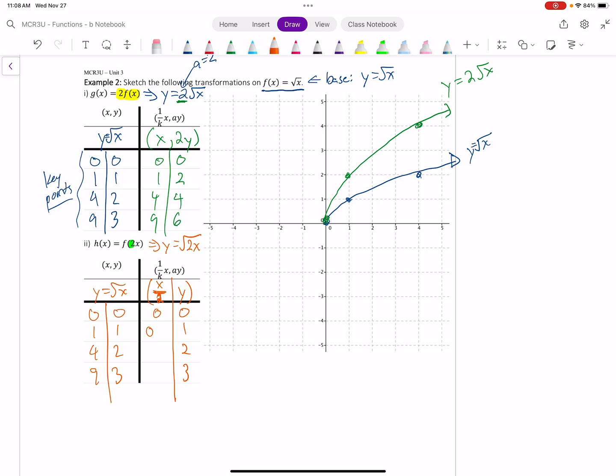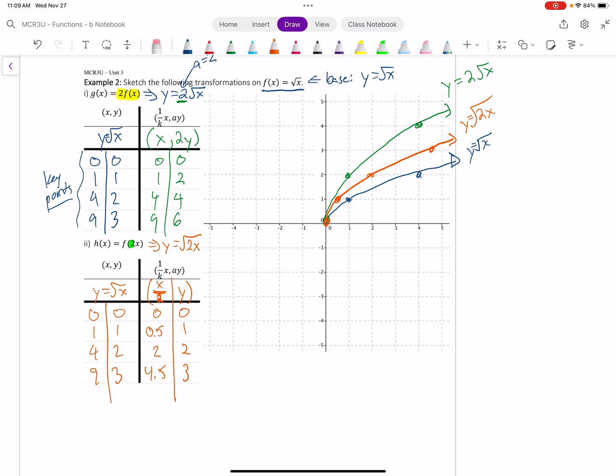So I got 0, this will be 0.5. I'll put it into decimals where necessary. And that one, 9 divided by 2 is 4.5. So I can sketch these. And I can actually get the last point on here. Right there. And so I got y equals root 2x. So a and k, good to try out.